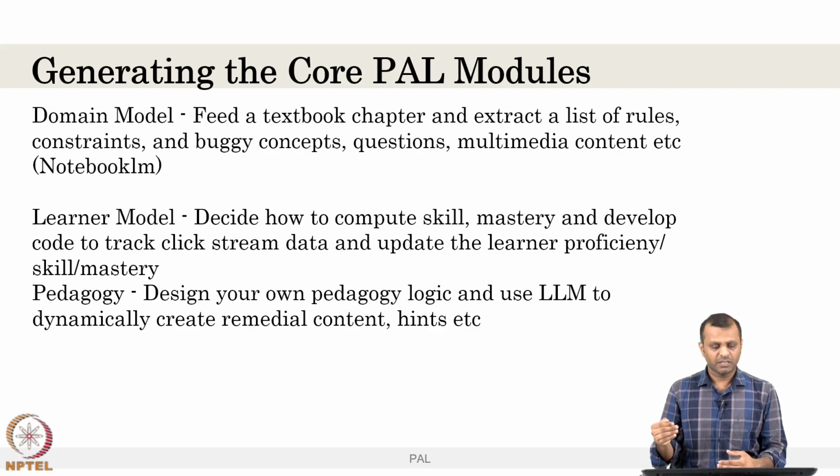So read the content provided by the LLM and check the questions and the content accuracy and everything. For the learner model, you decide how you want to compute the learner skill, mastery, or proficiency. You could use simple item response theory. You could use the student's performance on a set of questions to measure their mastery, say 60% of the skill. Or you could ask a BKT to compute the proficiency.